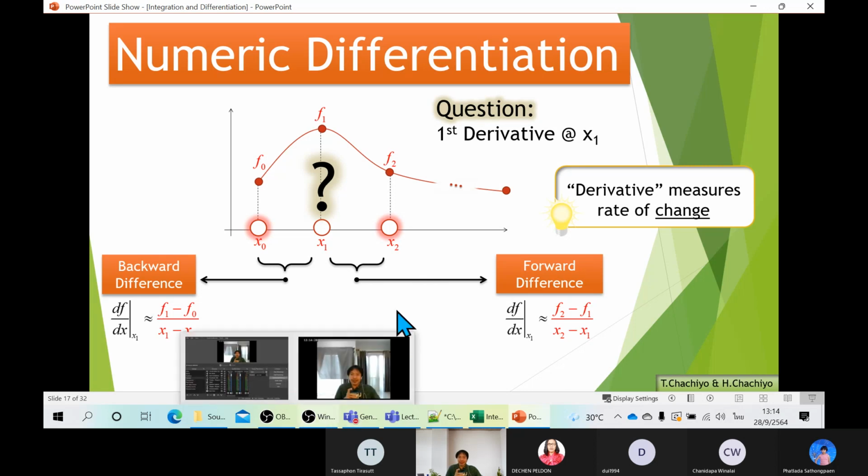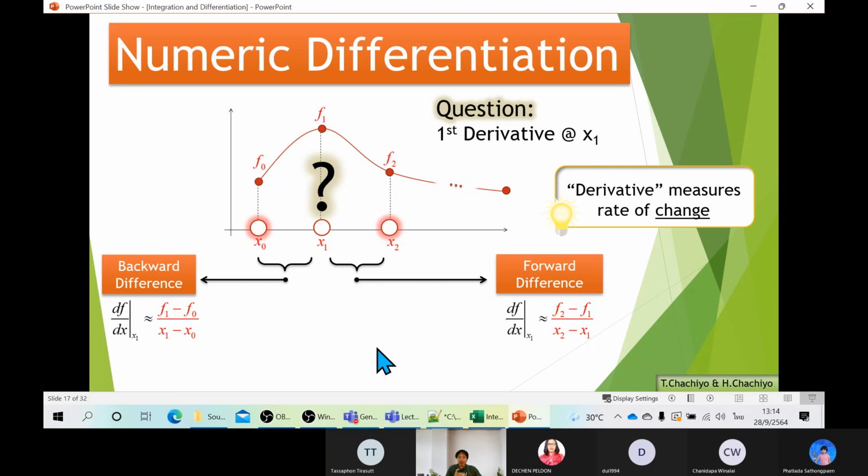Any idea? Are there other points I can use? I can give you a hint a little bit. If you look at the curve, this curve here, your eyes are telling you that the slope of the function at f1 is 0.